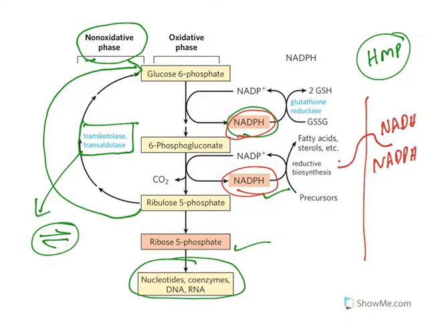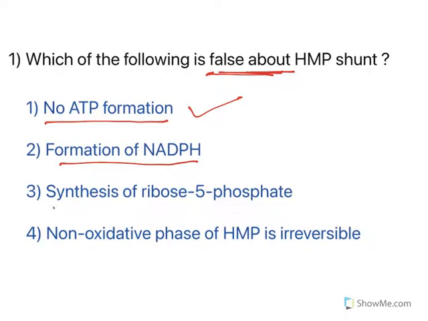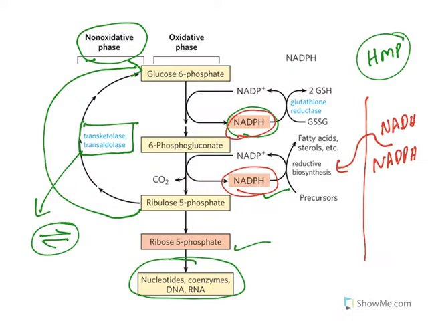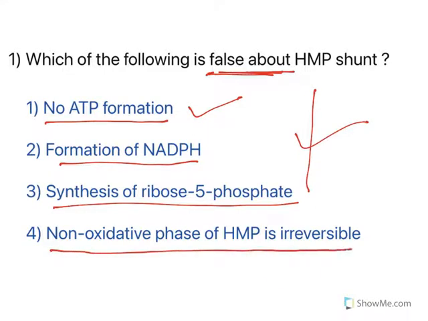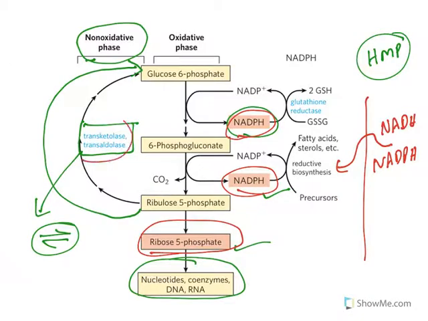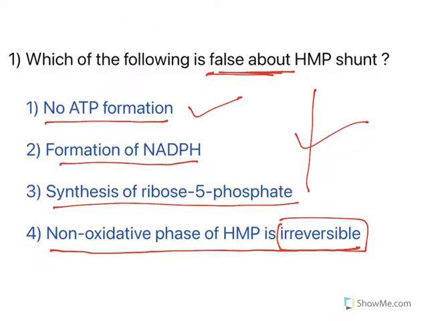NADPH is involved in reductive biosynthesis. Third one, synthesis of ribose 5-phosphate. True. This is one of the essential things. So all the three are true. What is the fourth one? Non-oxidative phase of HMP pathway is irreversible. No, it is reversible. As I told you, these two enzymes, transketolase and transaldolase, perform reversible reactions. So this is the answer. Regarding HMP shunt, all the three are true, but which one is the false one? This statement is the false one. So the option is this one.